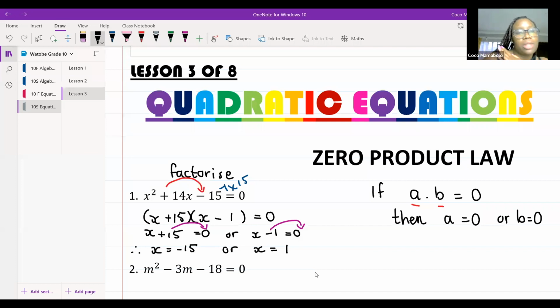Therefore, x is equal to negative 15, or x is equal to... Yes, Leandro, that's absolutely correct. The order doesn't matter. Okay. You can put x minus 1 and then x plus 15.